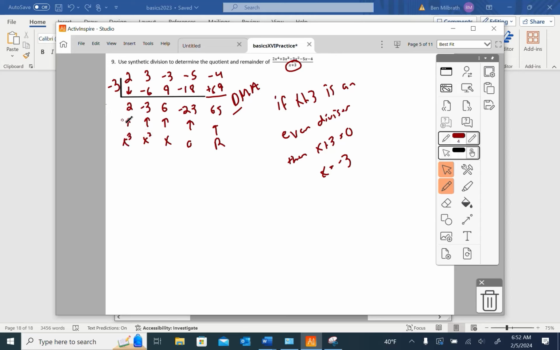So, here's what I have. I have 2x cubed minus 3x squared plus 6x minus 23. The remainder is positive, so plus 65 pieces of that guy right there. X plus 3. There you go.